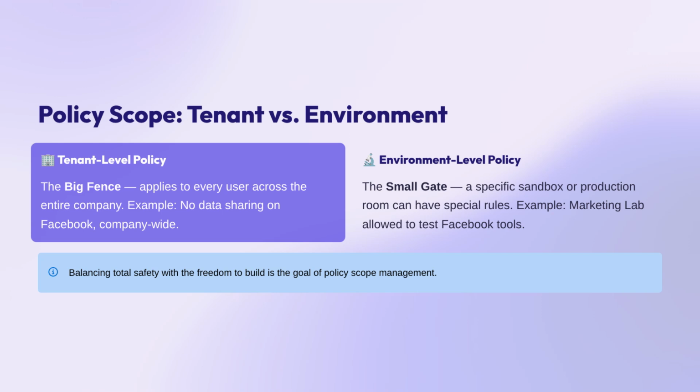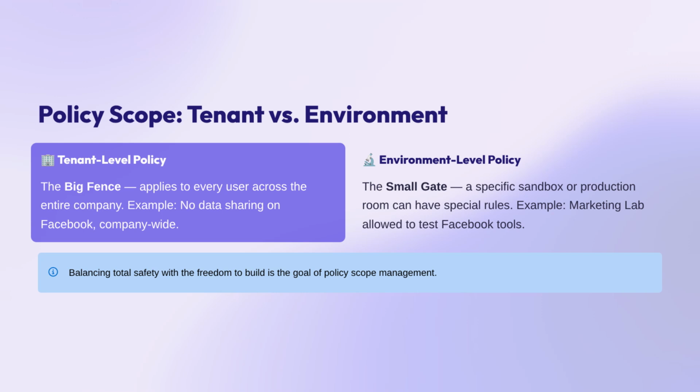Imagine a dummy example. You are a researcher. Your main office is very strict, but your lab has special permission to use experimental chemicals. You've probably noticed at the office how some departments have different permissions than others. Policy scope is how we manage that flexibility. Let's break this down together. We are balancing total safety with the freedom to build.